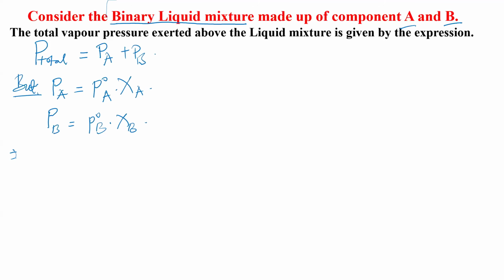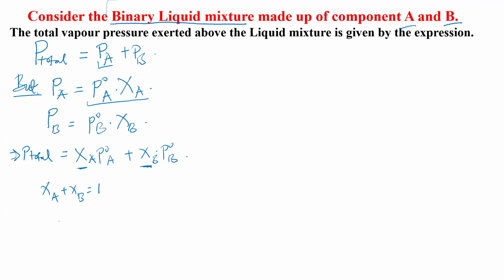This implies that P total can also be written as, because PA we have it now as this, so we can write it as the mole fraction of A times the pure vapor pressure of A, plus the mole fraction of B times the pure vapor pressure of B. Are we all agreeing that that is true? Yes. But you recall, this is the mole fraction of A, and this is the mole fraction of B. When you get the mole fraction of A plus the mole fraction of B, what do you get? You get 1.